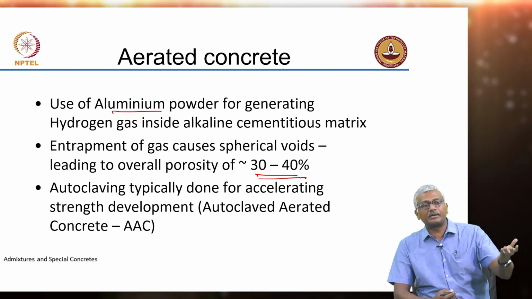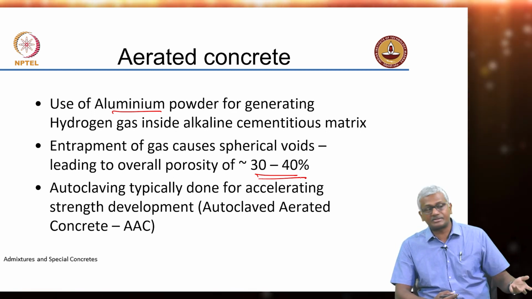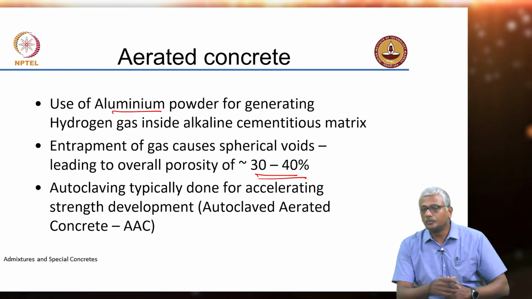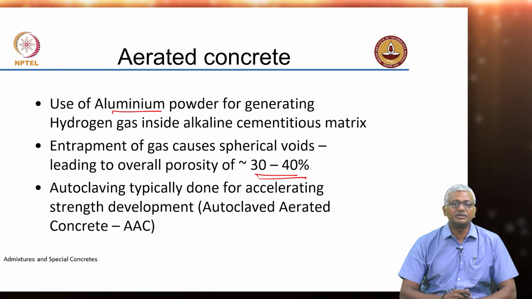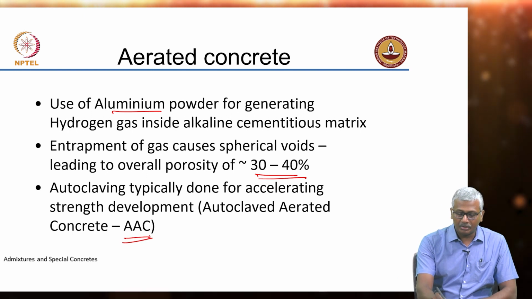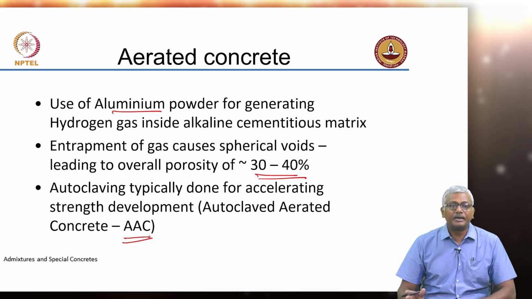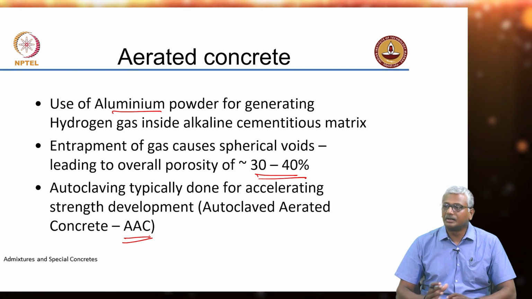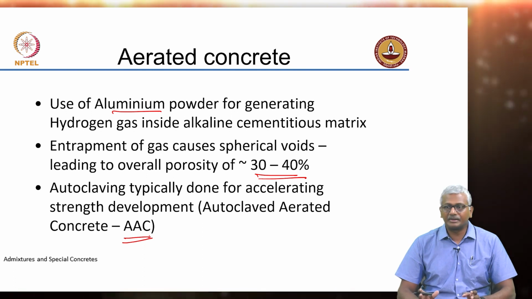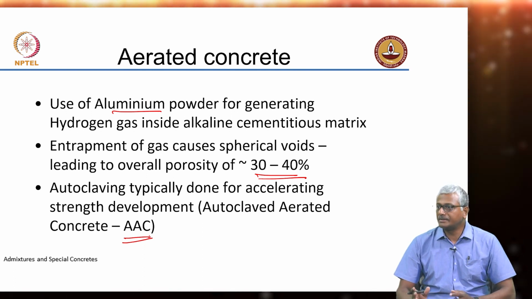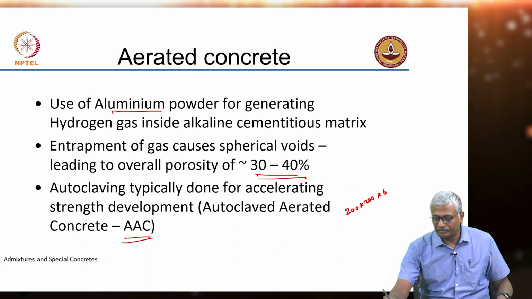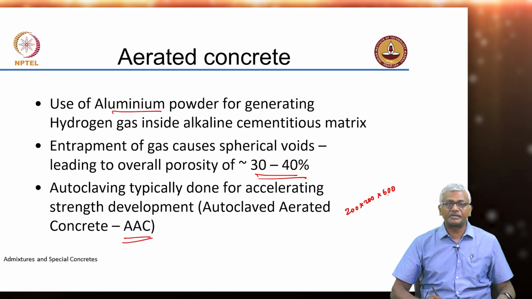And to accelerate the heat development, accelerate the strength development and to increase productivity of making these blocks, you can do autoclaving, high pressure steam curing. That is what autoclaving is, that is typically done, and the blocks that are produced are called AAC blocks or autoclaved aerated concrete blocks. These are today perhaps the most commonly used concrete blocks everywhere in construction. As I said, you can have a block of typically 200 by 600, that is the typical size of these blocks.